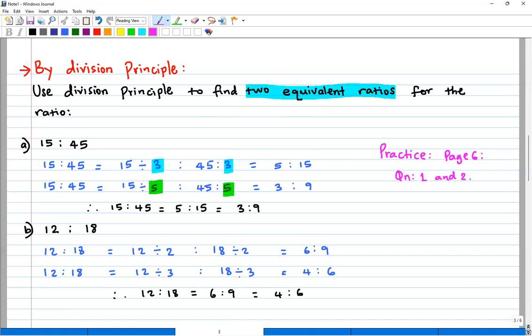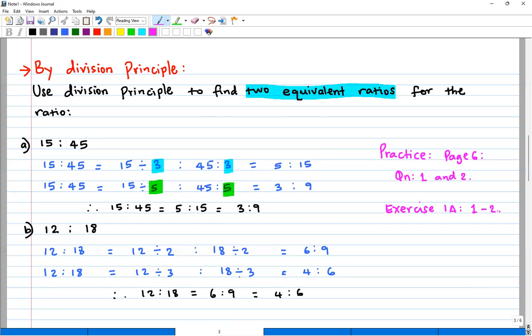So when you finish that, you go to exercise 1A. You also do question number 1 and question number 2. Exercise 1A, you do question 1 and question 2.